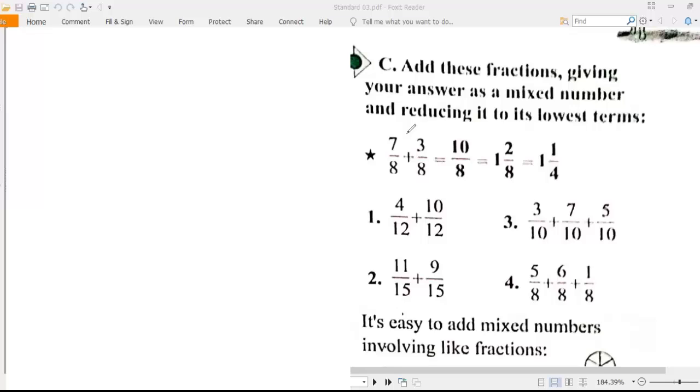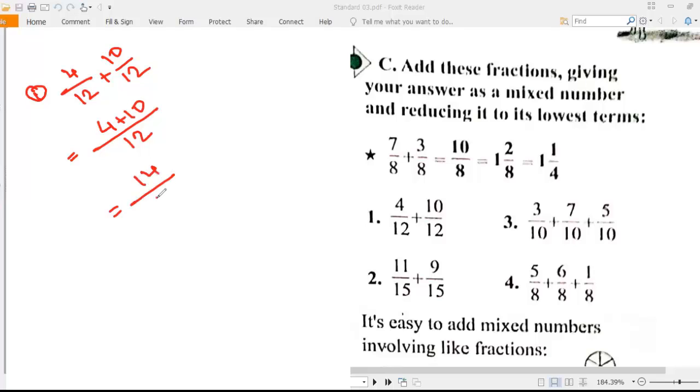So number 1. Number 1 says 4 by 12 plus 10 divided by 12. Look, these fractions are like fractions. So what will we do? We have to just add the numerators. 4 plus 10. Very simple. So what is 4 plus 10? That will be 14. 14 divided by 12.